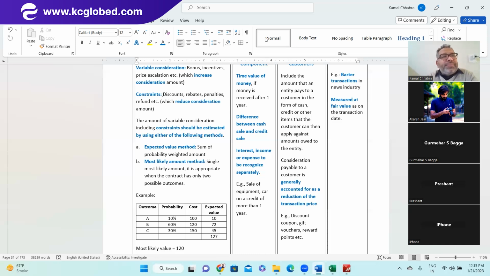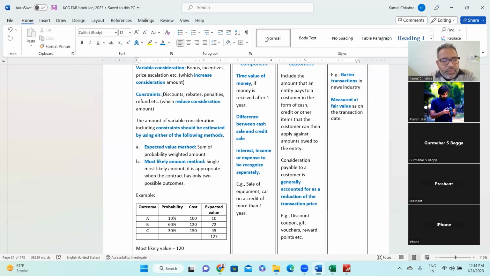So for example, you are selling a Domino's pizza, right? And you are giving 50% discount on the next purchase, right? That's what we discussed in the material right example also, right? So how do you calculate the amount you need to allocate for the material right?